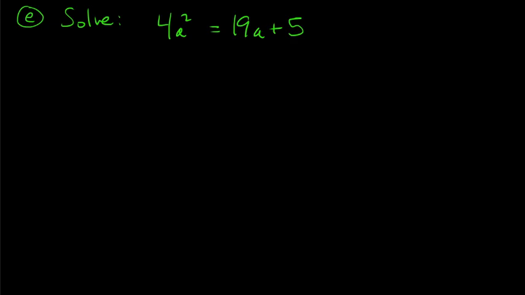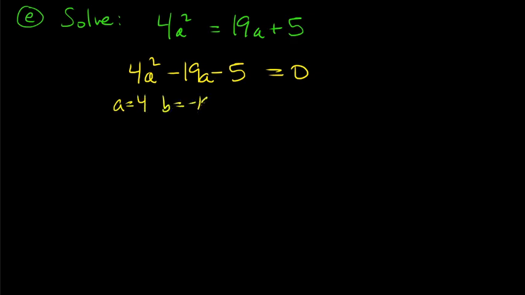Okay, part E, solve 4a squared equals 19a plus 5. First thing to notice is that the right side is not 0, so it's not in standard form. So we'll just take away the 19a from both sides and the 5 from both sides. Oops, there's an a here. So 4a squared minus 19a minus 5 equals 0. Now it's in standard form. We know a is 4, b is negative 19, and c is negative 5.